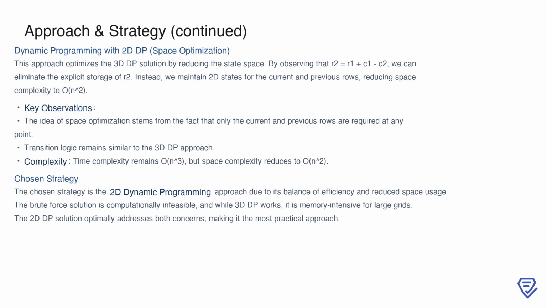The transition logic remains largely the same as in the 3D DP approach, where we calculate the maximum cherries collected based on valid moves from previous states. This optimization reduces the space complexity from O(n cubed) to O(n squared), making it much more practical for larger grids while still retaining the same time complexity of O(n cubed). Given these improvements, the 2D DP approach strikes a good balance between efficiency and memory usage and is well suited for solving this problem at scale.